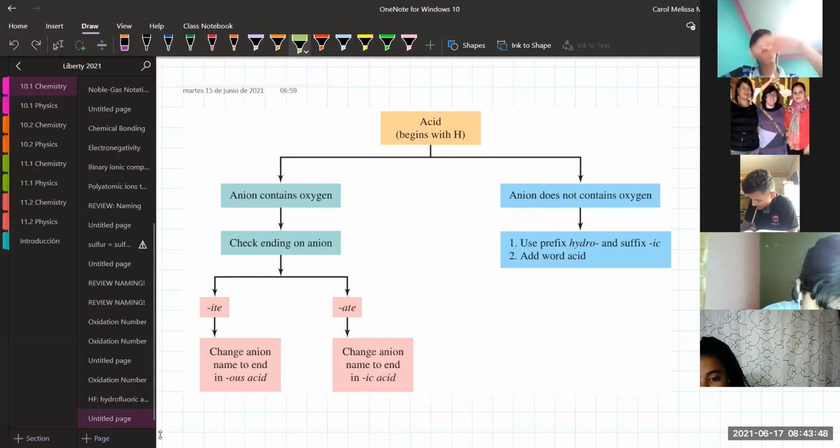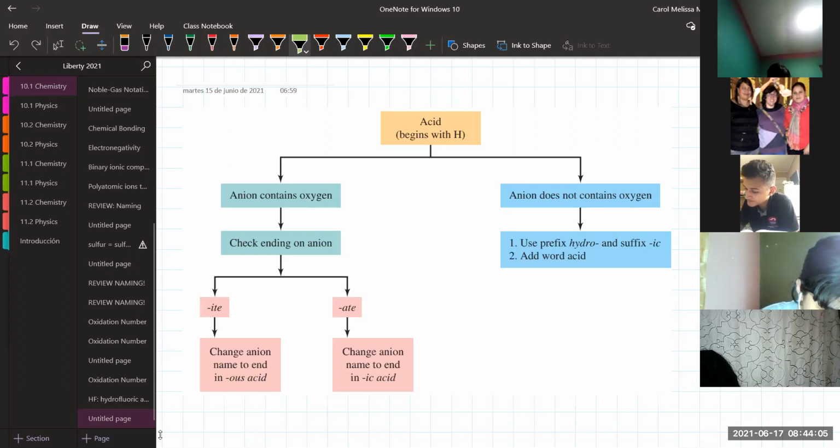Okay, so take a look. Here the chart tells you what to do in case the anion does not contain oxygen. Take a look closer. We're going to focus on this part. Does not contain oxygen. So what to do in the case that an acid doesn't have oxygen? First, we need to use the prefix hydro and the suffix "ic", and then the word acid.